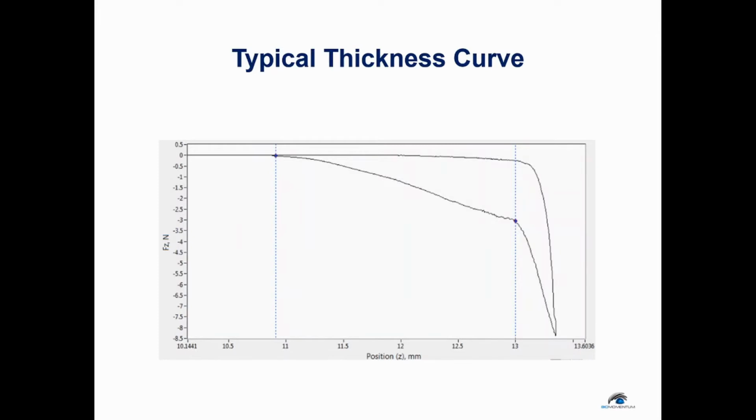This is an example of a normal thickness curve where there's a clear point of inflection that is a steep increase of the absolute value of the force. This corresponds to the position of contact with the subchondral bone.